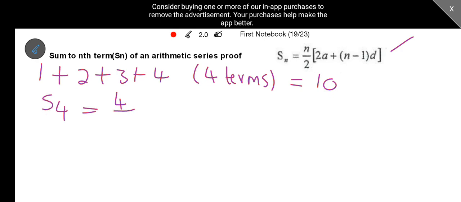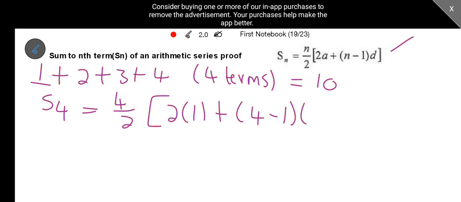That is 4 over 2. That is open brackets, 2a, where a is 1, the first term in the series, plus n, that is 4, the number of terms of the series, minus 1 multiplied by the difference. The difference to move from 1 to 2 is 1. For the difference, you just have to say t2 minus t1, t3 minus t2, and you'll get 1.